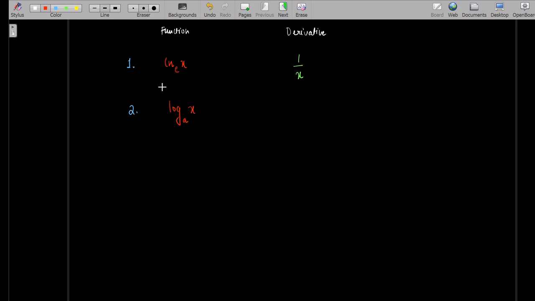But if you have log x, log to the base a of x, then its derivative is 1 over x times ln a. So that means if you have log to the base e of x, this is actually called natural log, and when the base is e, we call it ln x.